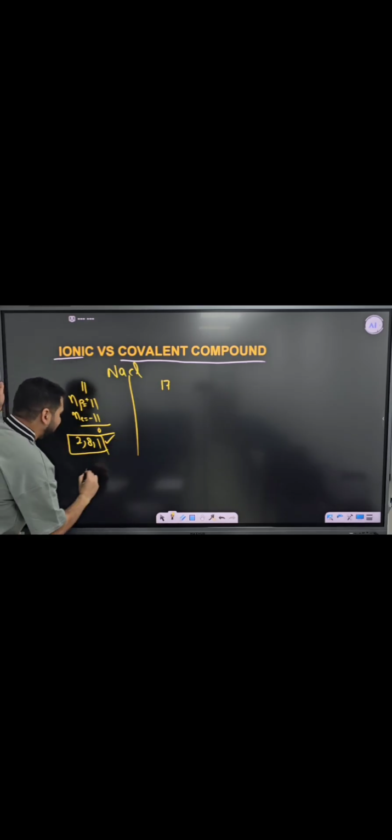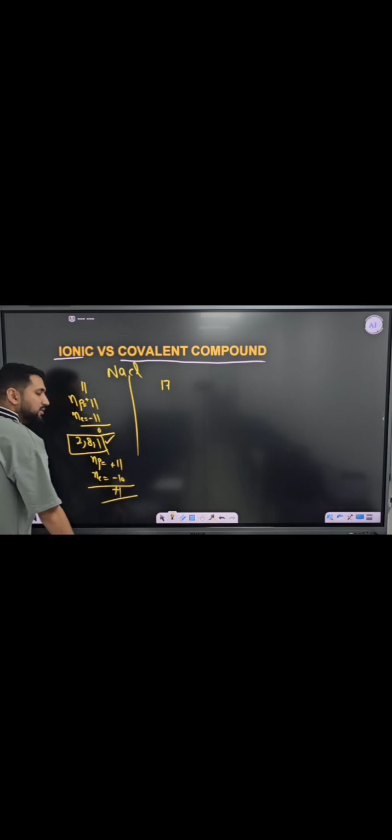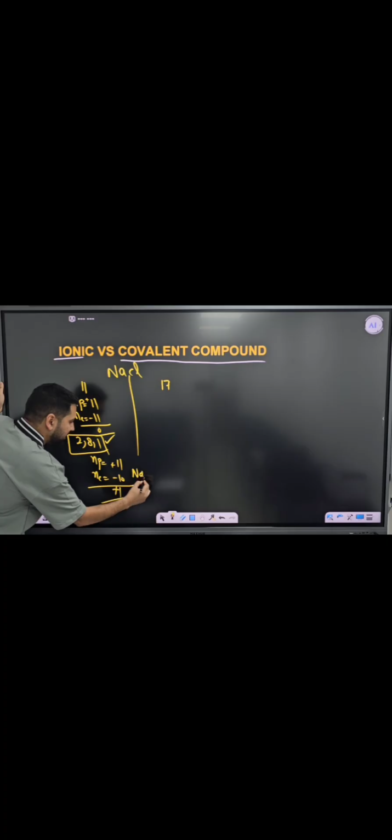When sodium loses 1 electron, how many protons are left, guys? The number of protons will be the same, plus 11. And how many electrons are left now? It's losing 1 electron, so it will be minus 10. So what will be the net charge? Net charge will be plus 1. So it will form Na plus, right? Where does this 1 electron go?